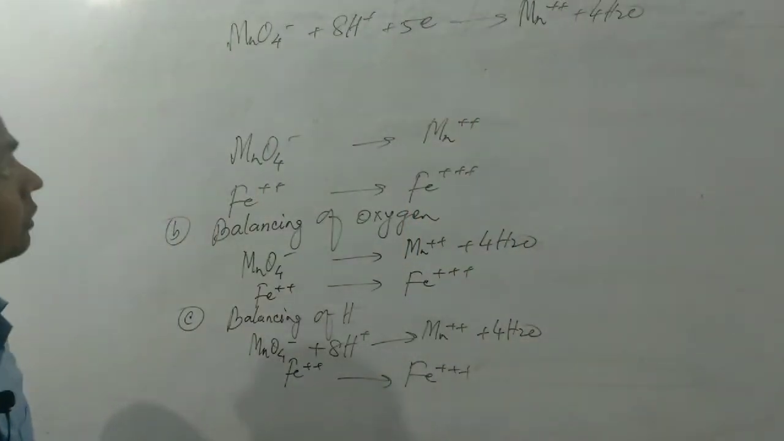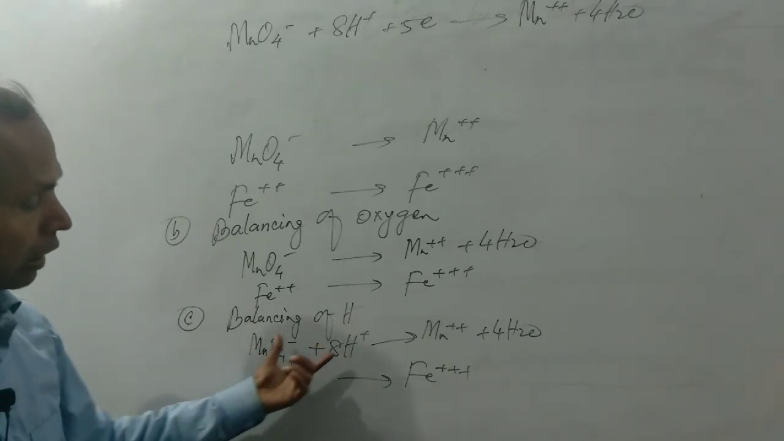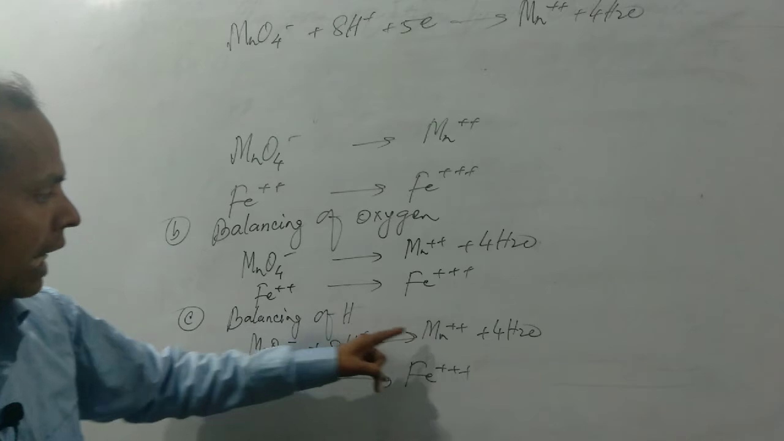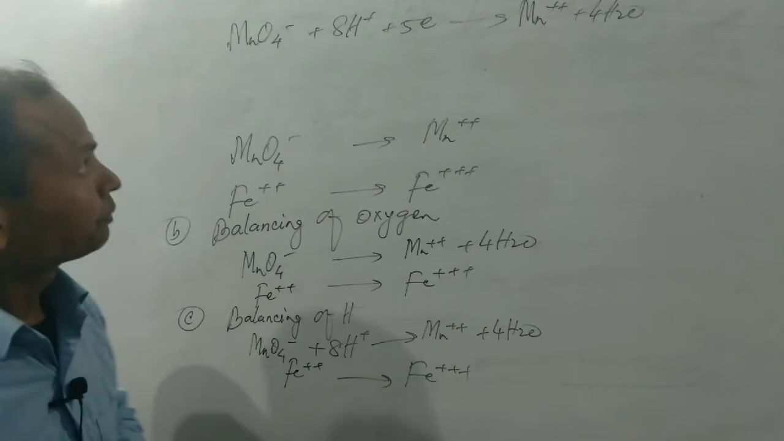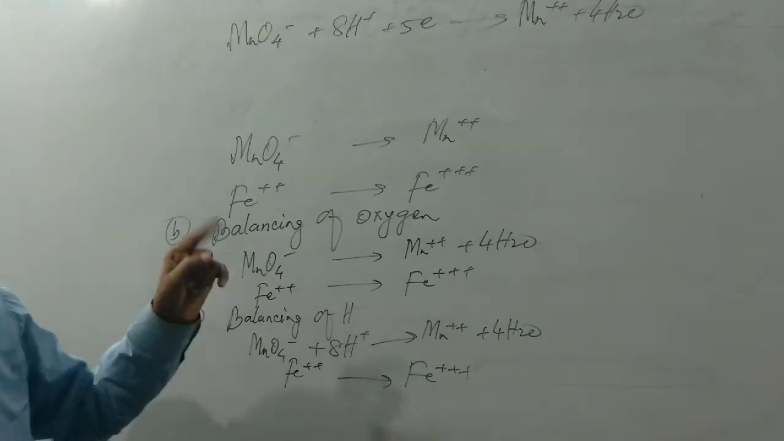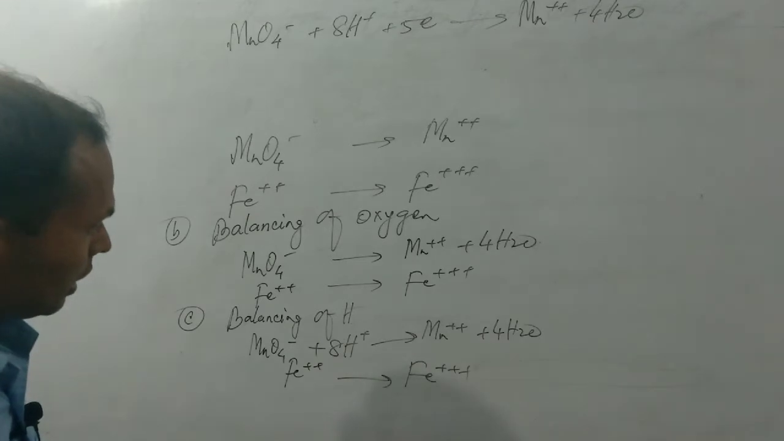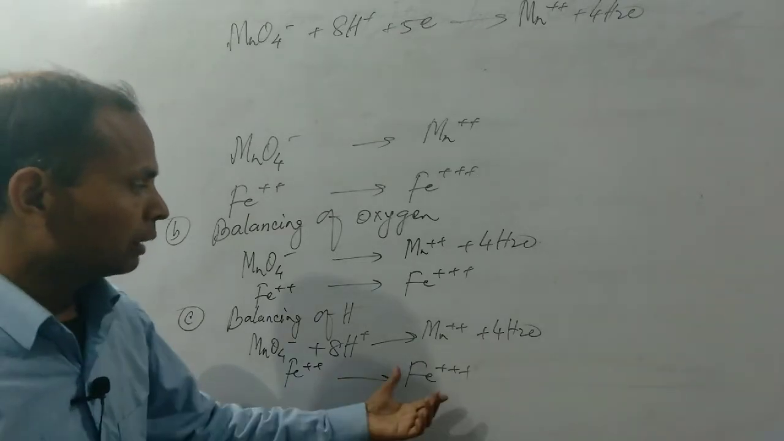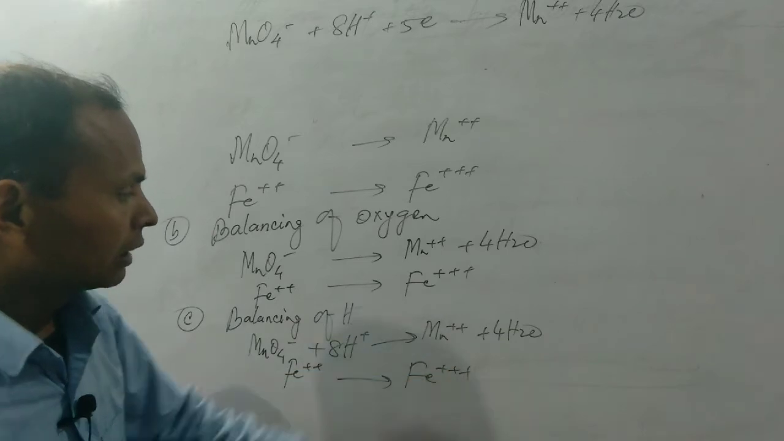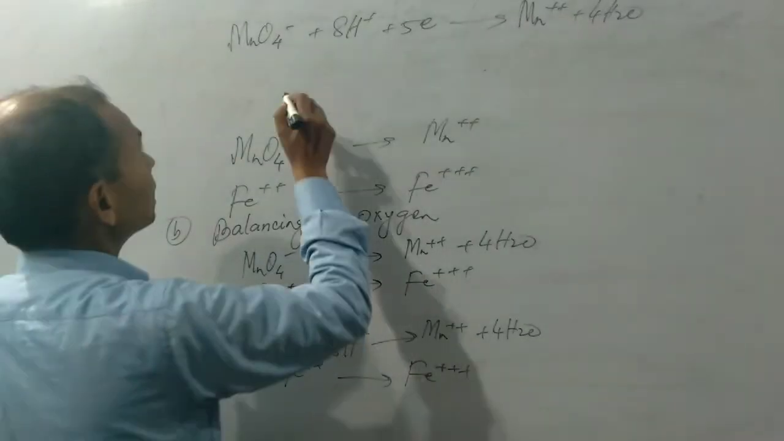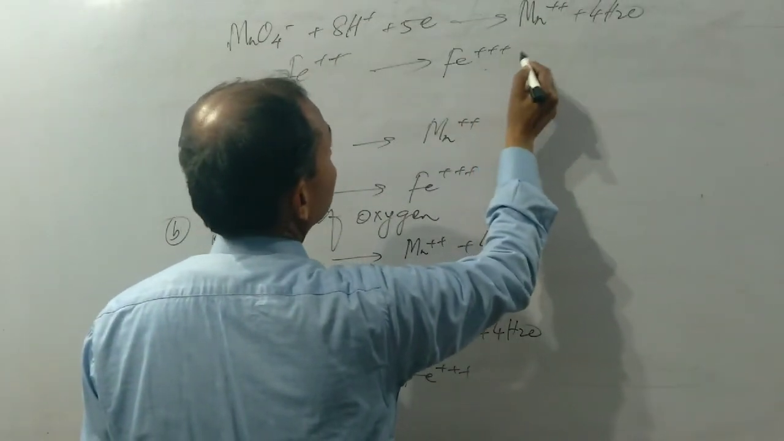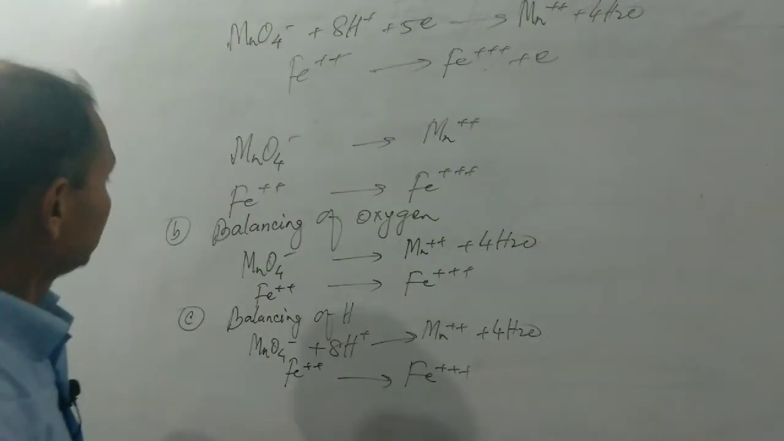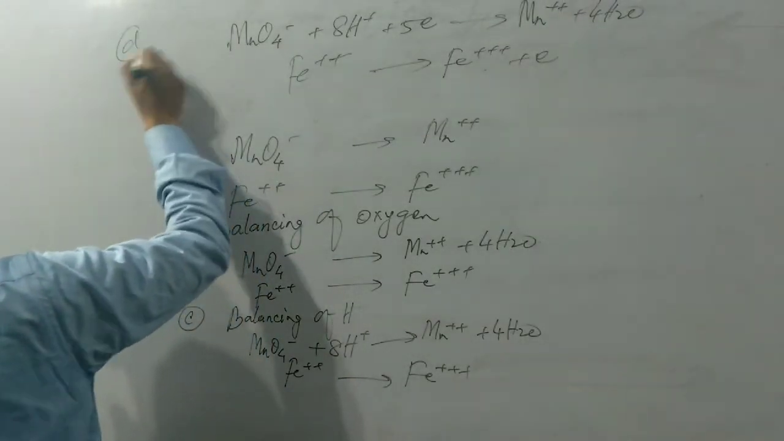We can understand again that 8 plus and 1 minus is 7 plus, and 2 plus in the right, so 5 plus is more in the left side, so 5 electrons will be added. 5 electrons will be added, it means 5 minus is added. In case of the other equation, 2 plus and 3 plus, it is 1 plus more in the right, so 1 electron will be added in the right side. Fe plus 2 gives Fe plus 3 plus e. This is the balancing of ion.